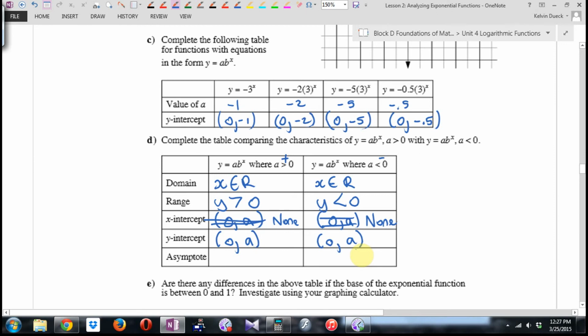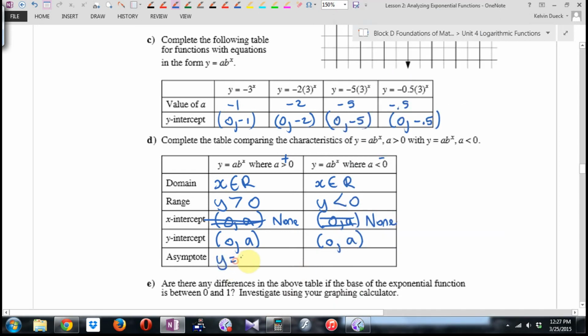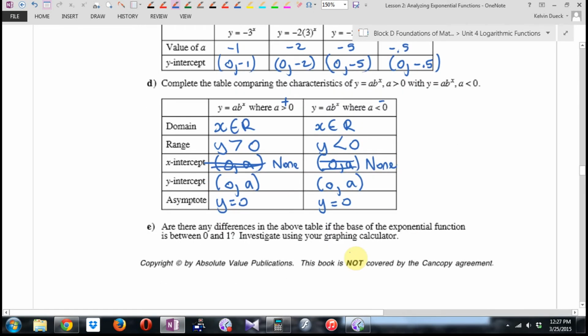And 0, A. The asymptote, both of these do get closer and closer to 0 high. They get closer and closer to y equals 0, because that's how you write 0 high. Y is how high you are. They get closer and closer to that. In fact, really, Mac, everything's identical except for the flip. Which is about as nice as we could hope for. E says, are there any differences at the bases of fractions? Nope, it still works.